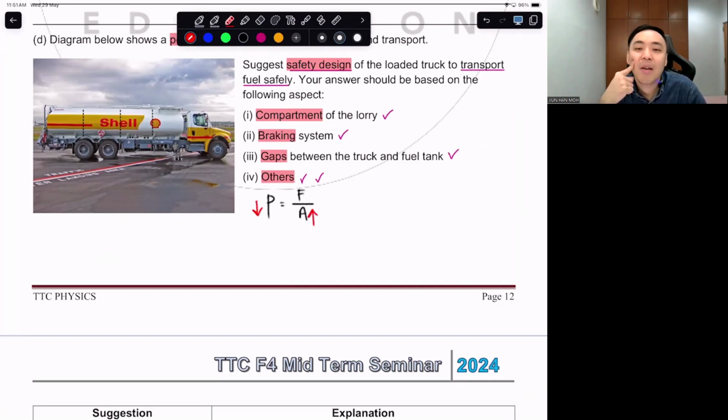Is this more painful compared to the whole hand? Which one is more painful? The finger or the palm? The finger, right? Why? Because the area in contact is smaller, the pressure is bigger. So we increase the surface area so that the pressure is lesser.